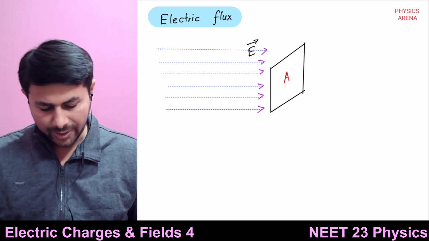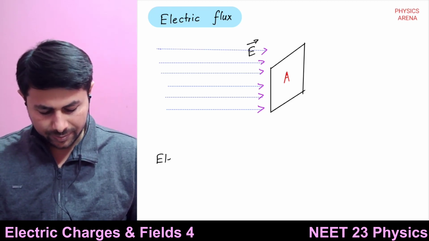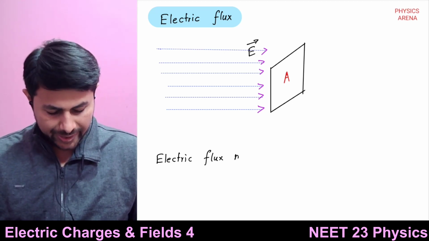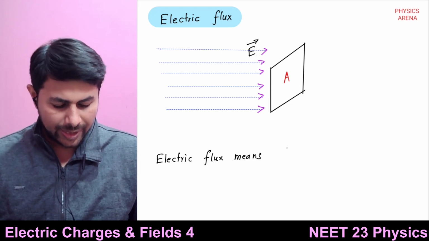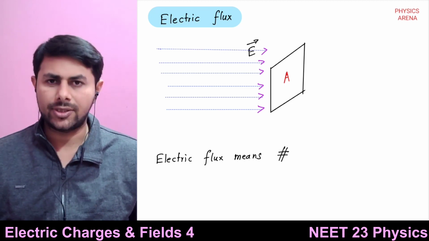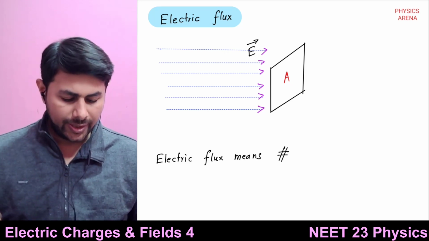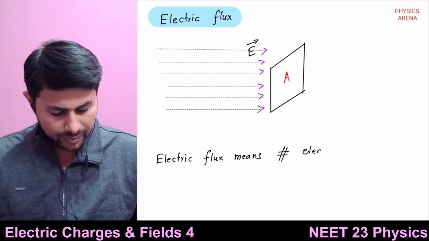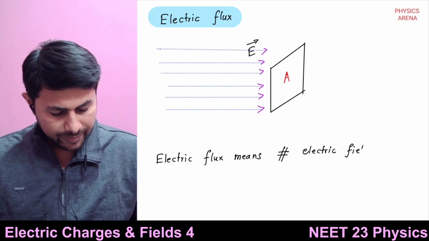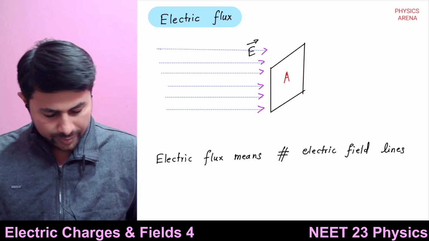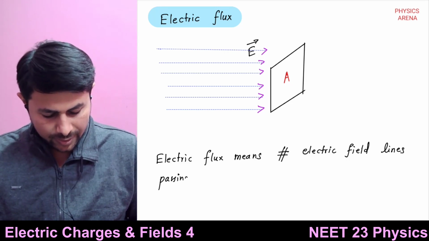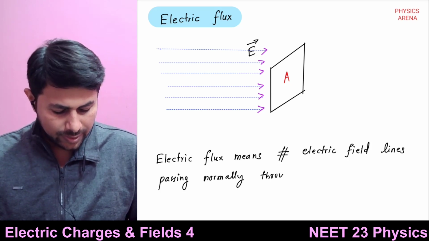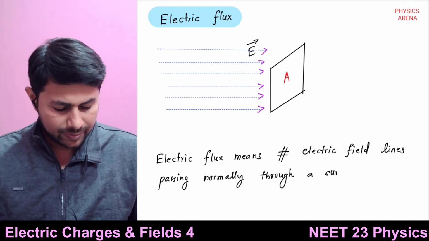So what is electric flux? Electric flux means number of electric field lines. This is a symbol for writing number. Okay, so number of electric field lines passing normally through a surface.